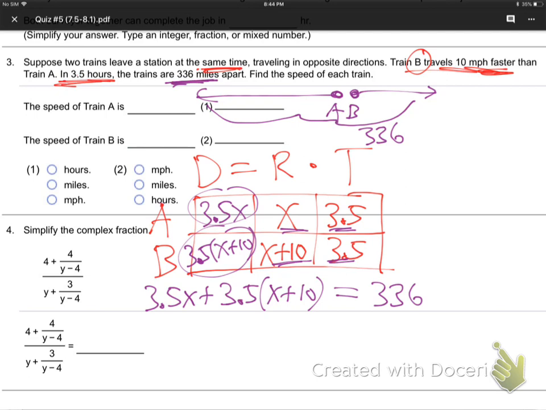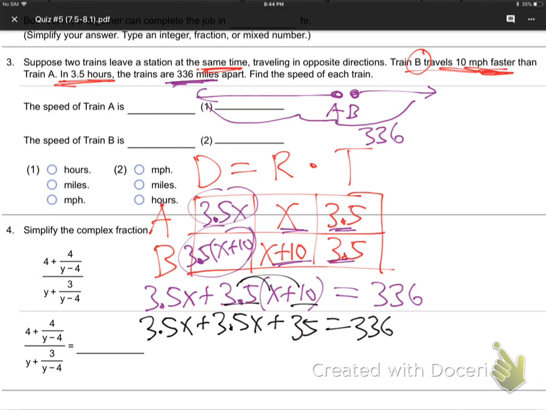All right, so let's solve it now. So let's distribute. Boom, boom. So 3.5x plus 3.5x times 10. That's just going to move the decimal, 35. You can use a calculator if you're rusty on some of that. It's 336. 3.5x and 3.5x, $3.50 and $3.50. 7x, huh?